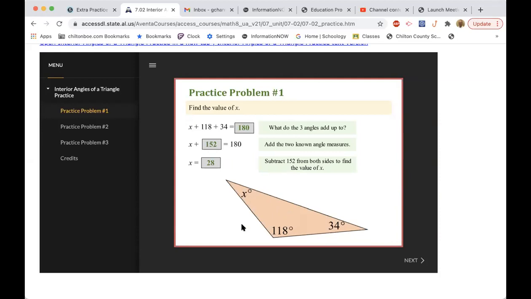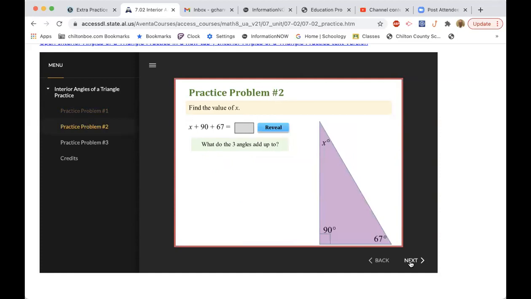And again, you could take your calculator and say 180 minus 118 minus 34 equals. But sometimes we have to use equations, and we'll have to use it in this unit eventually. So please also know how to just add up all three angles, set them equal to 180, and solve the equation.